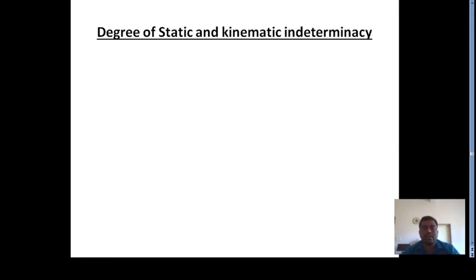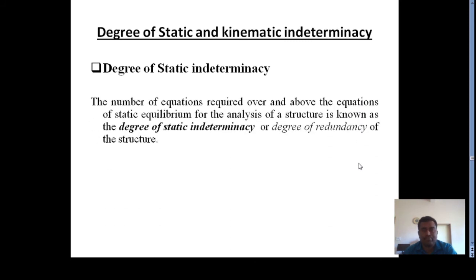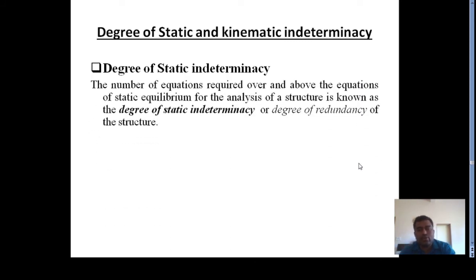Statical indeterminacy and kinematic indeterminacy. The degree of statical indeterminacy is the number of equations required over and above the equations of static equilibrium for the analysis of a structure; it is known as the degree of static indeterminacy or degree of redundance of the structure. We know that we have 3 equilibrium equations, and anything more than those 3 in a member, we call the degree of redundance or degree of static indeterminacy.